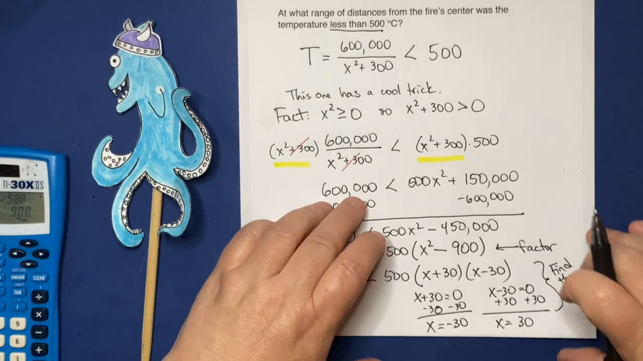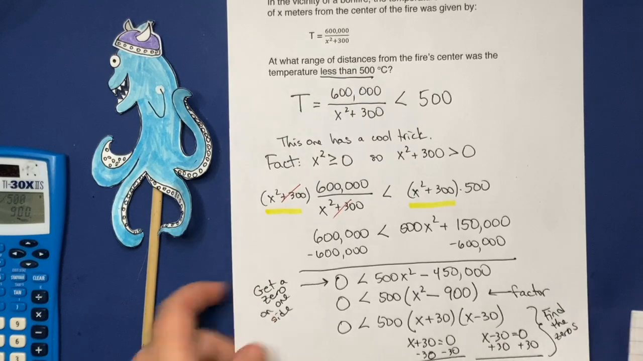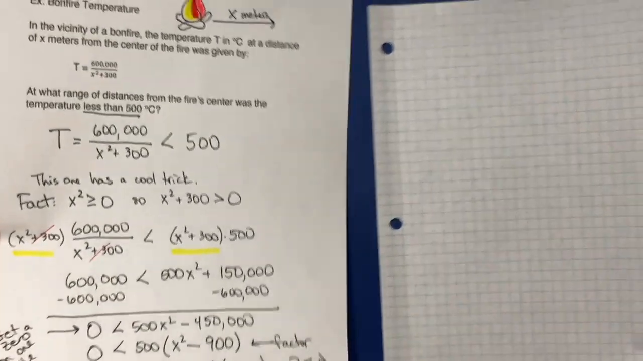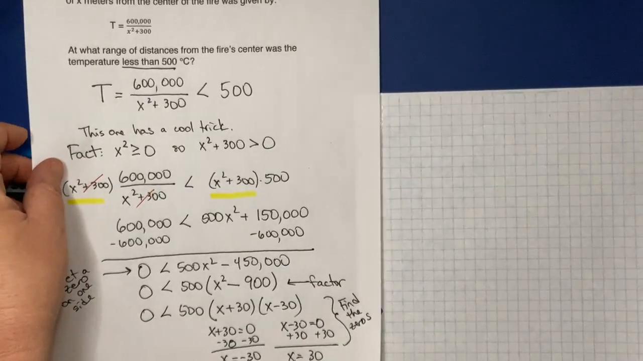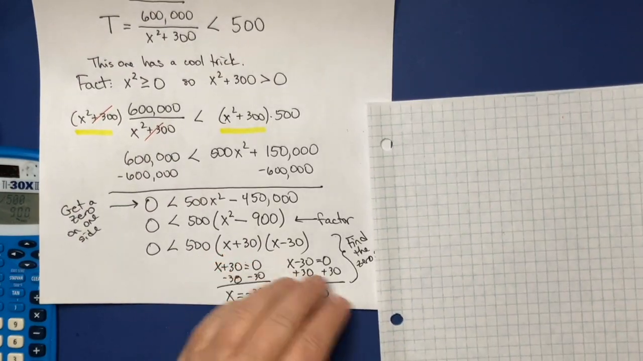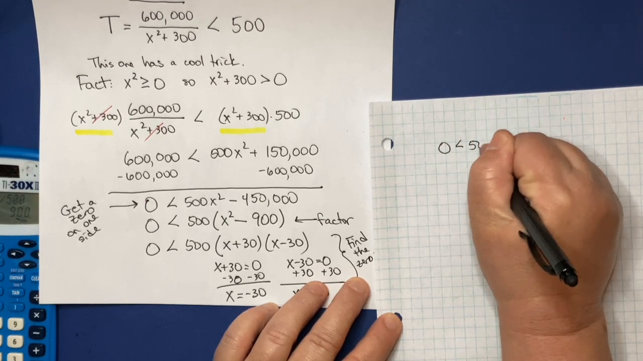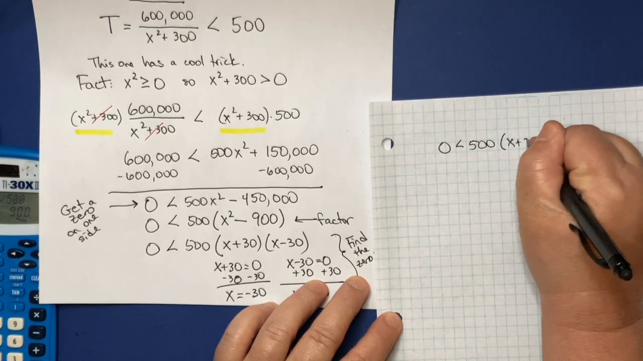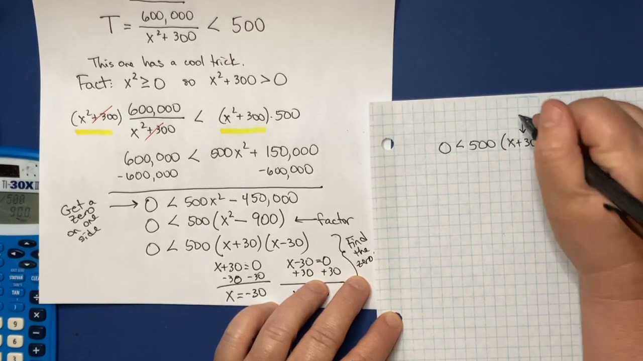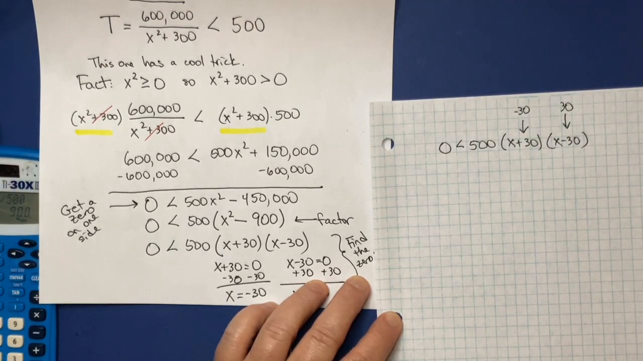So let's go to the next page and talk about what the next step is. Okay, so pardon me, Sharktopus. Let's come over here. Okay, so let's see, can I get this all in? Not really easily, so I'll do it kind of like that. So I have a situation where I've got 0 is less than 500 times the quantity x plus 30 times the quantity x minus 30. And I know this gives me negative 30 as a 0, and this gives me positive 30 as a 0.